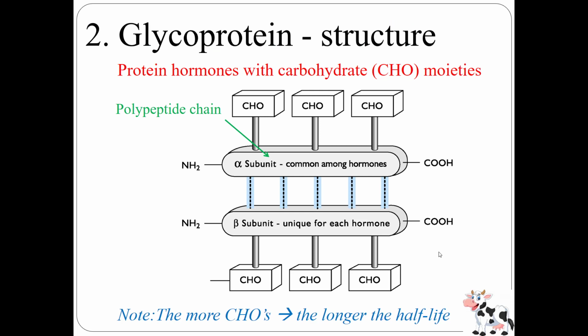Our second biochemical classification group is the glycoproteins. As we look at the general structure of a glycoprotein in this slide, you can see that this is actually a protein hormone with carbohydrate moieties. Carbohydrate is abbreviated as CHO. That's pretty common in literature. So if you see CHO abbreviated in peer-reviewed publications, it more often than not is going to mean carbohydrate. And so these carbohydrates actually attach themselves to the alpha and the beta subunits.